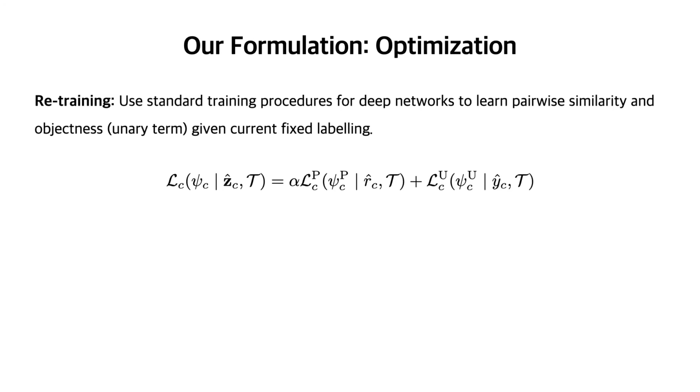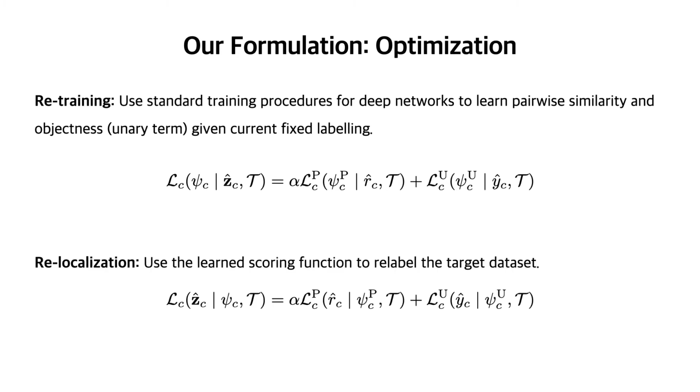Similar to the multiple instance learning approach, we optimize the overall loss by a two-step alternating optimization. In the first step, called retraining, we learn unary and pairwise similarities given current unary and pairwise labels. This step is straightforward and can be done using stochastic gradient descent optimization within any deep neural network learning framework. In the second step, called re-localization, we optimize the labels given the current unary and pairwise similarities.